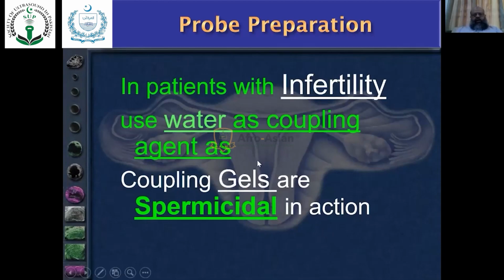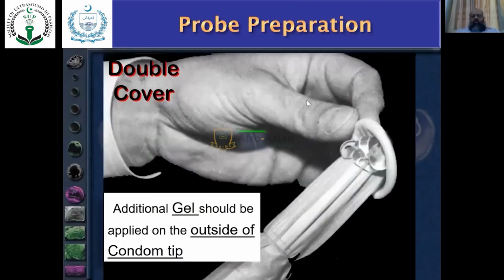So if there are patients of infertility, we can use water outside the condom as a coupling agent, whereas inside there are 4% chances that this will go through the pores, although the pores are very small, microscopic, and the molecules of gel are bigger than that.